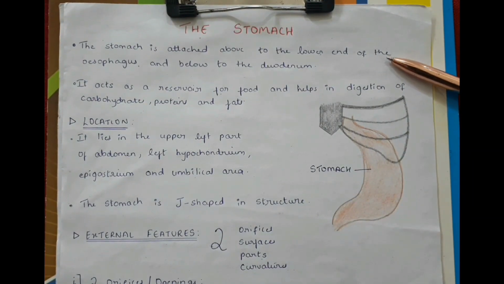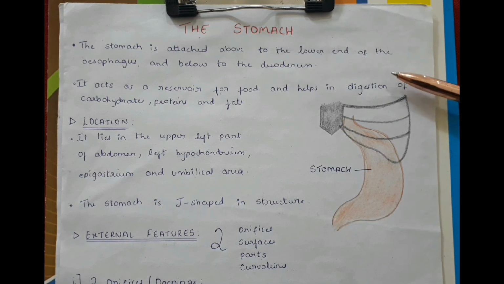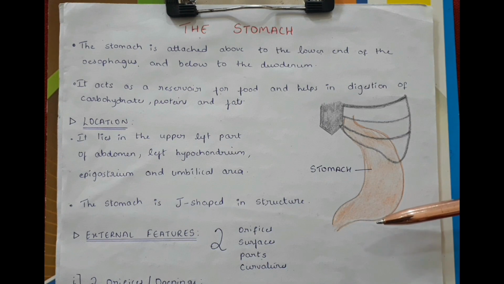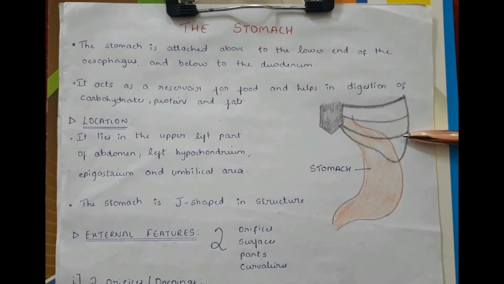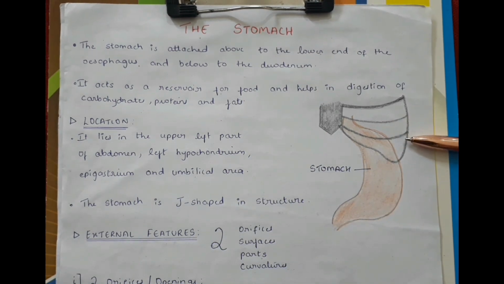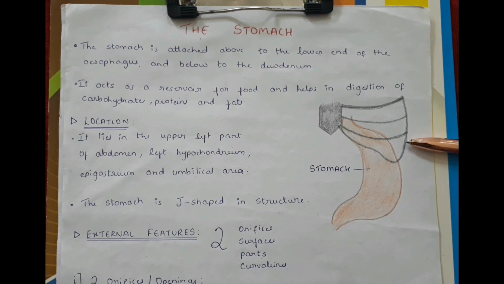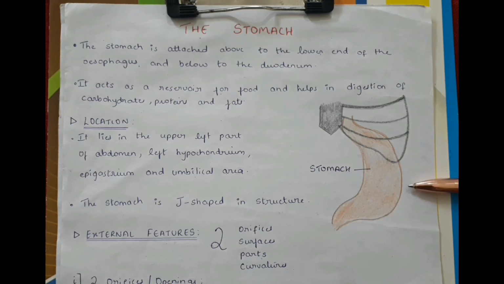Anatomy of the stomach. The stomach is attached above to the lower end of the esophagus and below to the duodenum. It acts as a reservoir for food and helps in digestion of carbohydrates, proteins, and fats. Location. It lies in the upper left part of the abdomen, that is, the left hypochondrium, the epigastrium, and the umbilical area. The stomach is J-shaped in structure.